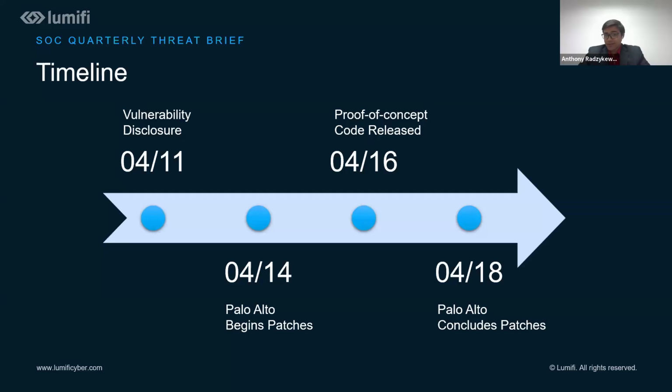For this, the timeline is: on April 11th it was disclosed, and Palo Alto began doing the patches on the 14th. By the 16th, we already had POC code, right? So we're talking about 5 days after disclosure, we have code that we can use to exploit this. However, Palo Alto in another 2 days was able to conclude the patches, and those patches will be listed in a future slide. So we're talking a week from disclosure to full-on fixes here.